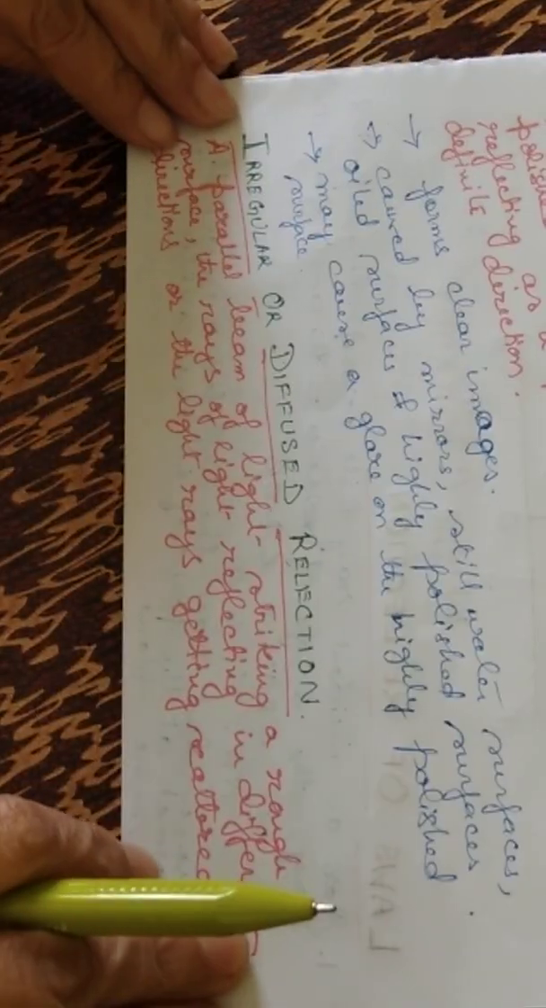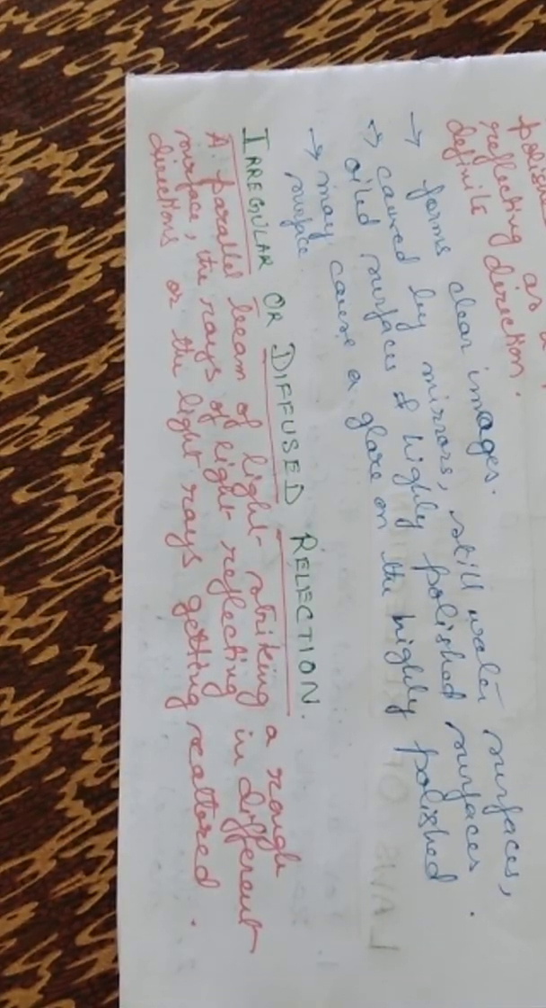Now we come to irregular or diffused reflection. This happens when a parallel beam of light strikes a rough surface. What happens when a parallel beam of light strikes a rough surface? The rays of light reflect in different directions, or the light rays get scattered.